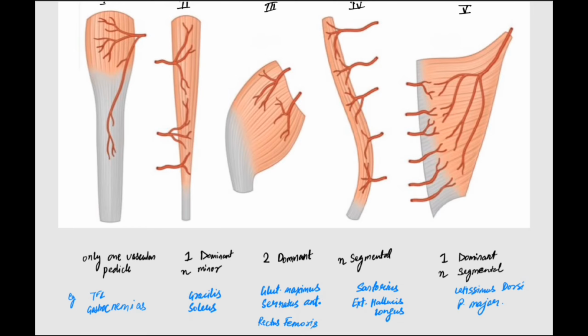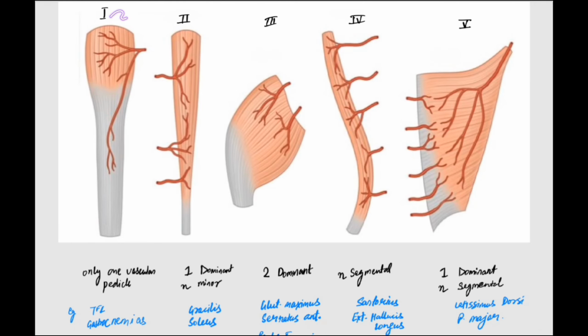The easy mnemonic to remember all these 5 flaps is this. In type 1, there is only one pedicle. In type 2, there is one dominant and multiple minor pedicles. These minor pedicles are of little use for flap harvest. In type 3, there are two dominant pedicles. In type 4, there are segmental pedicles. And in type 5, there is one dominant and multiple segmental.